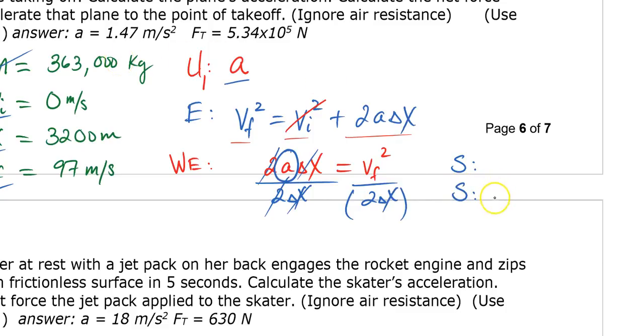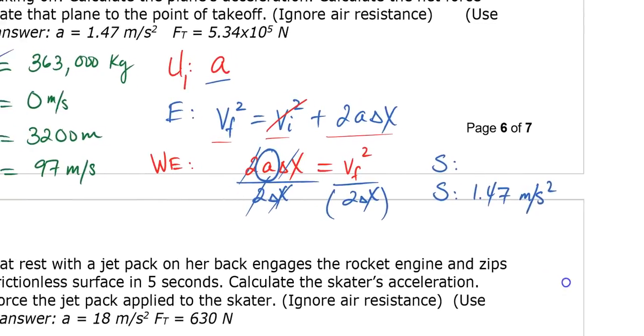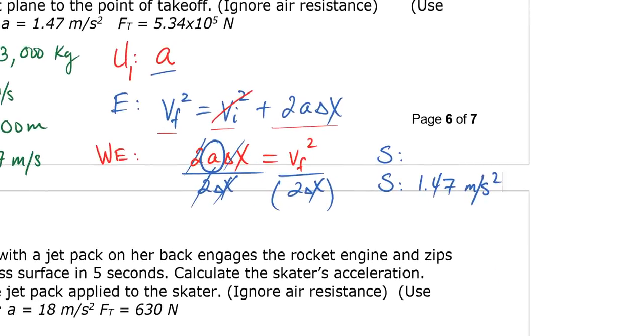of 1.47 meters per second squared. Right? You know, let's just plug it in just to be safe. 97 squared divided by 2 times 3200.